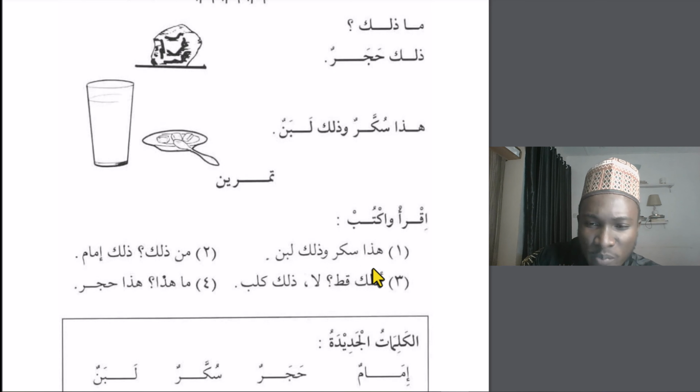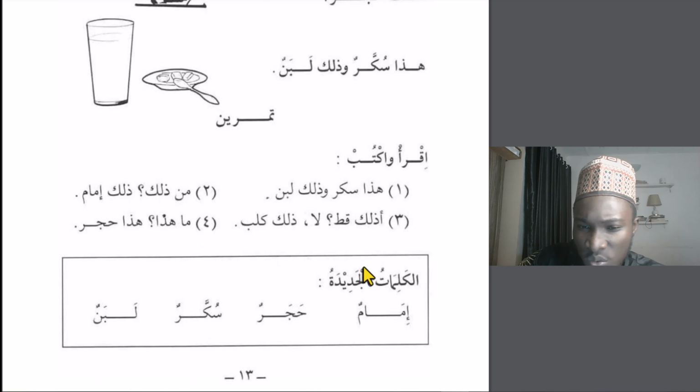هذا سكر وذلك لبن. You put the appropriate signs here while writing it, then you read along. هذا سكر. This is sugar. وذلك لبن. And that is milk. من ذلك؟ Who is that? ذلك إمام. That is a leader. أذلك قط؟ Is that a cat? لا. No. ذلك كلب. That is a dog. ما هذا؟ What is this? هذا حجر. This is a stone.